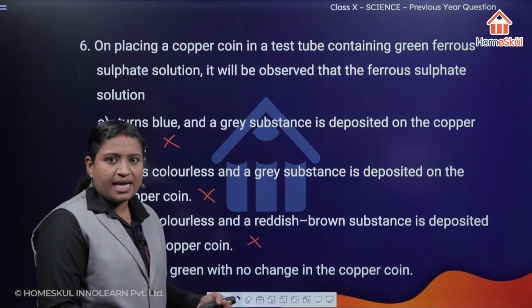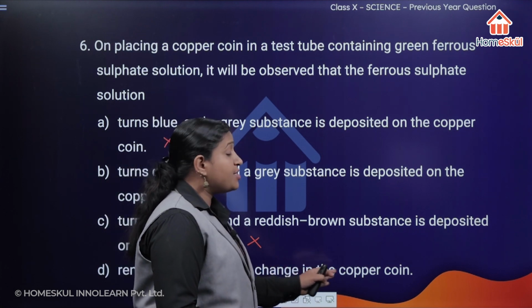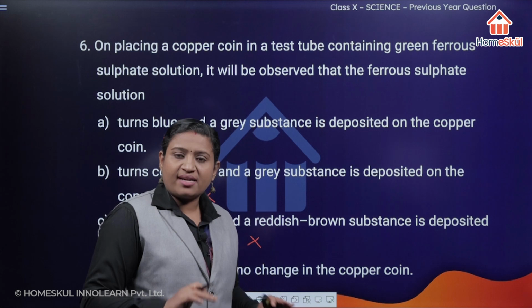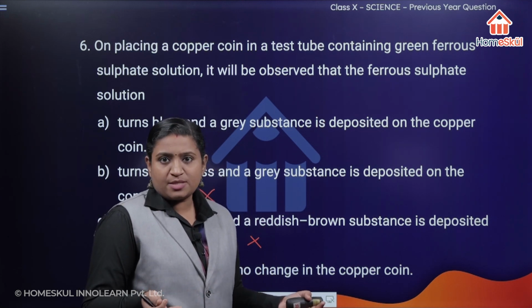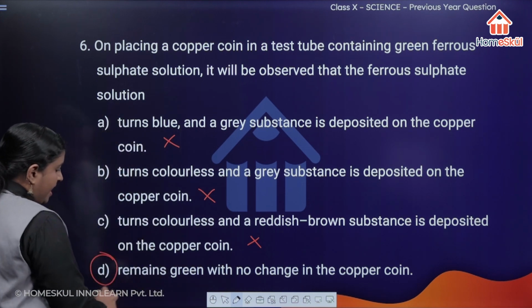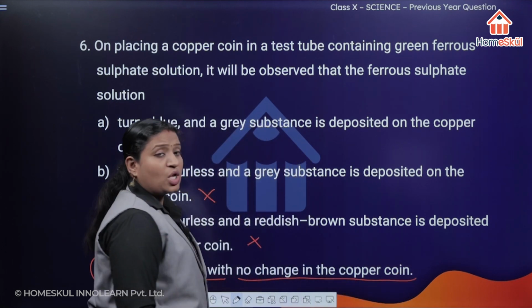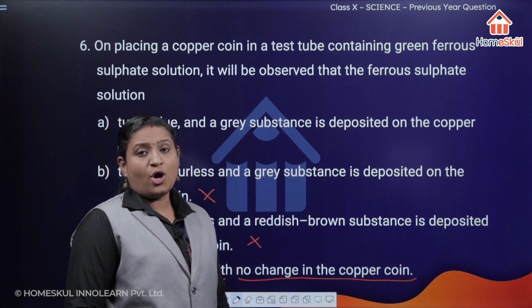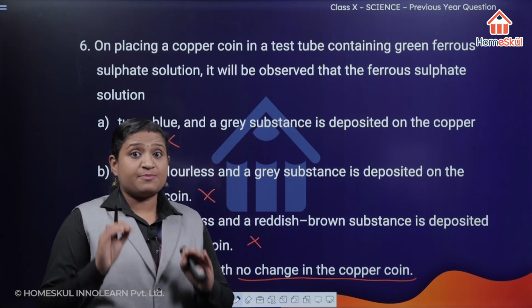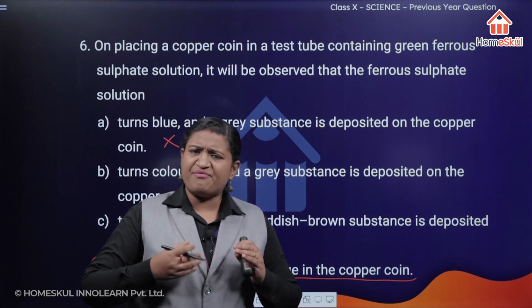The solution remains green because ferrous sulfate itself is green in color, with no change in the copper coin. Why is there no change? Because copper is less reactive than iron. So no displacement occurs here. Isn't it? So this is the correct answer. Option D, remains green with no change in copper coin. No displacement reaction has taken place. Clear? So students, displacement reaction is also an important area from which questions are repeated every year.